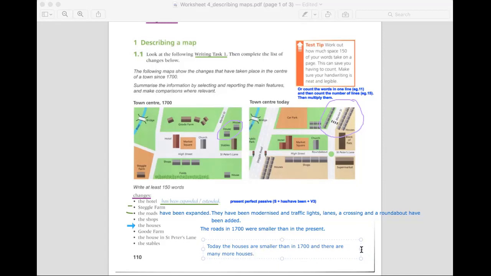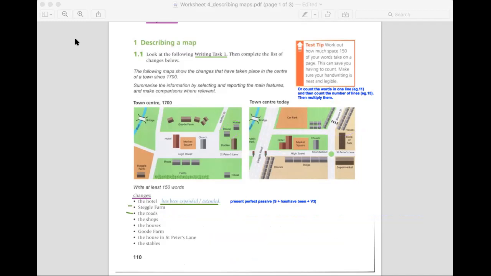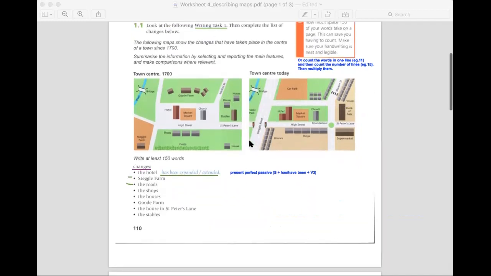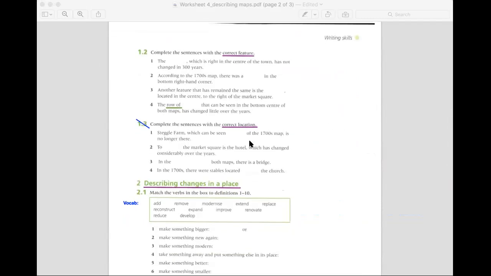So if you want, you can pause the video and practice with the other things that we can see on the map. I'm not going to do them with you, but if you think you need some more practice, pause and write a sentence using all of these, either using this structure in the passive, or you can use comparatives as well. Okay, so let's move on.